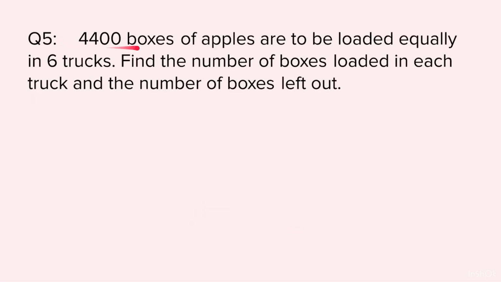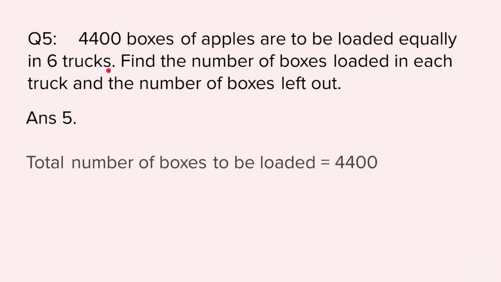Question 5. 4400 boxes of apples are to be loaded equally in 6 trucks. Find the number of boxes loaded in each truck and the number of boxes left out. Let us read the first line again. 4400 boxes of apples to be loaded equally in 6 trucks. So here the information given to us is the total number of boxes and the number of trucks. So we will write total number of boxes to be loaded is equal to 4400. Then number of trucks is equal to 6.